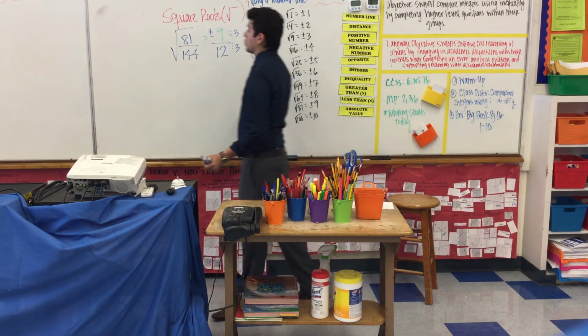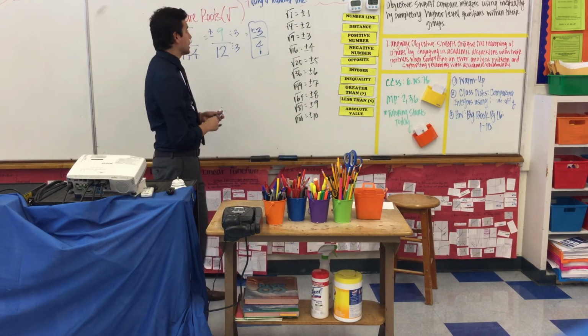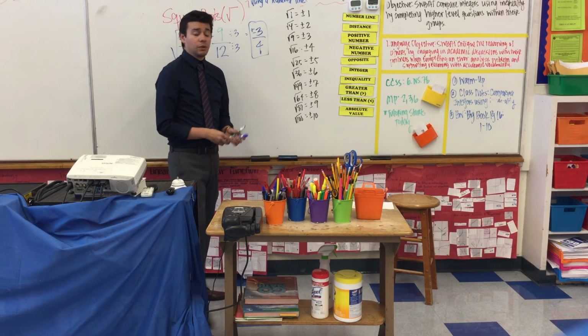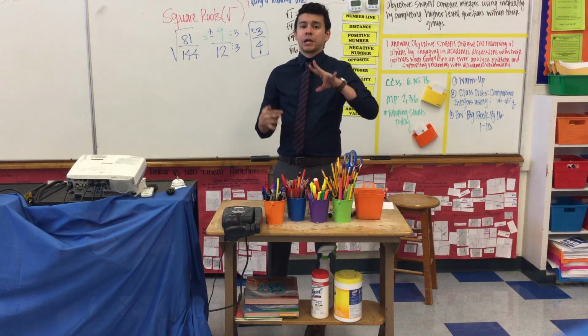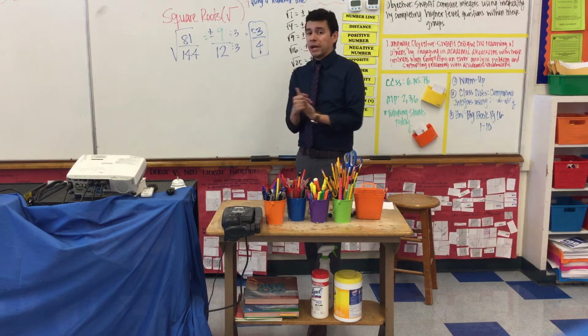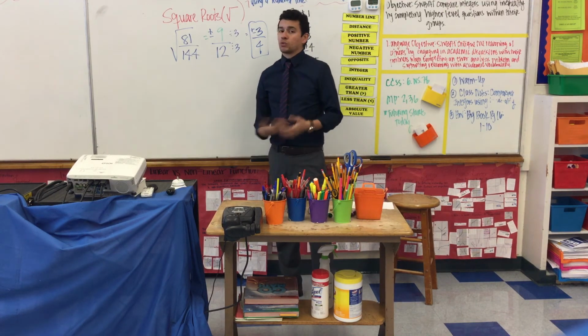Okay? So this is your quick intro of how to basically solve the square root. It's pretty simple. Remember, you need to find out two numbers that are identical, that when you multiply them, give you the number inside the square root.